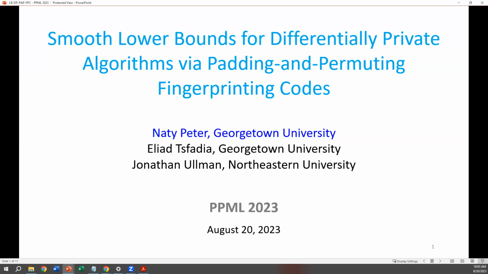Thanks. Thank you, Antigone, for the introduction. So my name is Nati, and I'm going to talk about our new paper, smooth lower bounds for differentially private algorithms via padding and permuting fingerprinting codes, which is joint work with Eliad Sfadia and Jonathan Ullman.